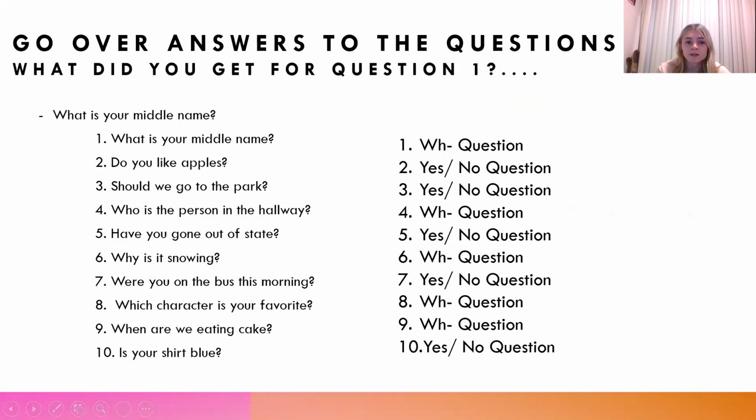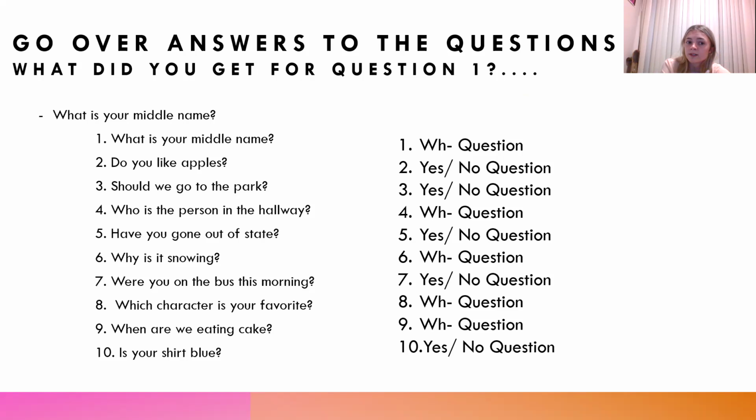Next part of the lesson is going over the answers to the questions. You'd want to start this off with, okay, class, let's bring it back together. And then ask them how they felt the activity was. Was it hard? Was it easy? What made it easy? What made it hard? And then go from what did you get for question number 1? If students feel comfortable answering, let them raise their hand and answer.